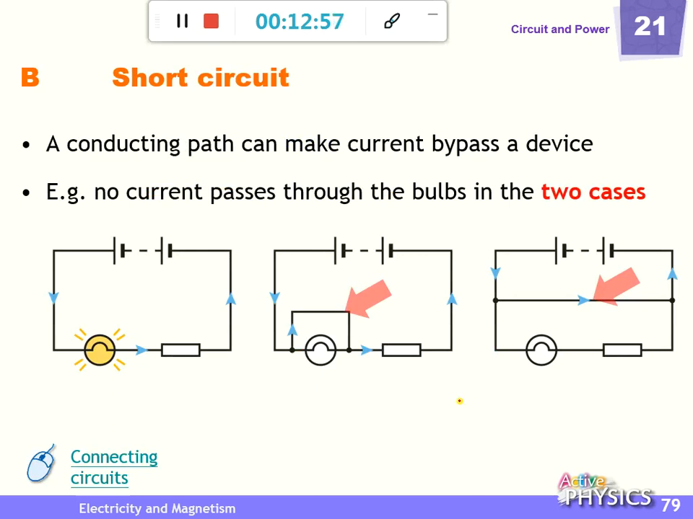Part B, short circuit. I think all of you should know it from lower form or primary school. Short circuit, 短路. What is the meaning? It means that the current bypasses a device. Okay, look at this. Here, no current passes through the light bulb. In these two cases, originally we have the light bulb like that, but if you add one line here, bypassing the light bulb, current cannot flow through it. Or you can bypass it like this. The current will not flow through the light bulb. All the current will pass through this. Then we say that it is a short circuit.